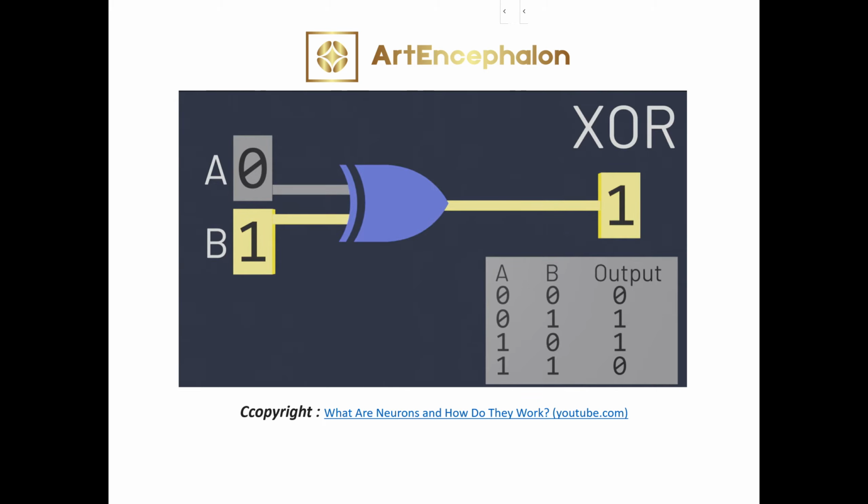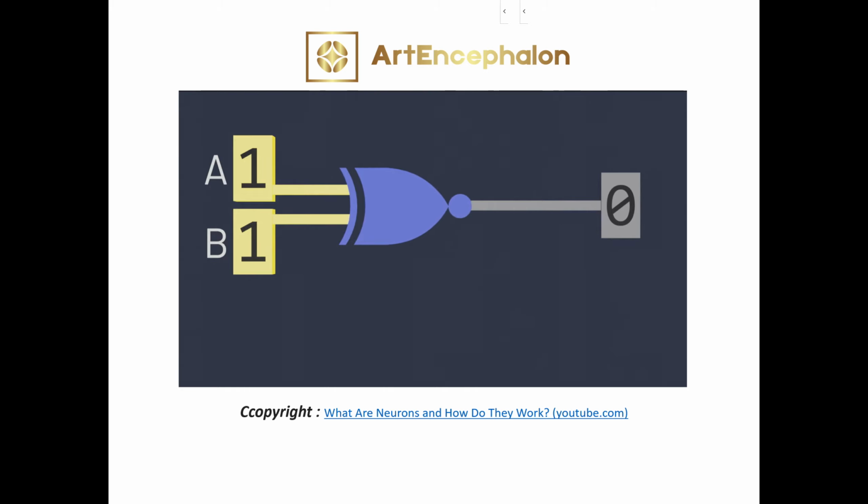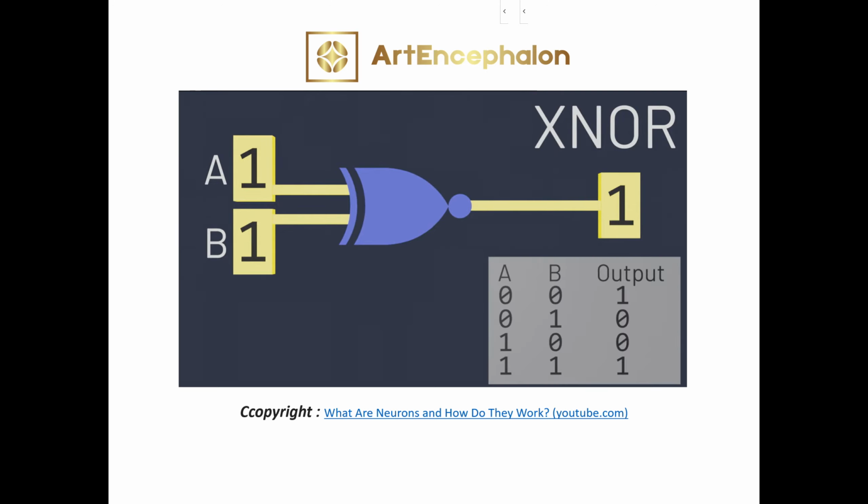The exclusive OR gate outputs a 1 when exactly one of its inputs is a 1. So if only A is 1, or only B is 1, then the output of exclusive OR is 1. But otherwise, if both inputs have the same value, both zeros or both 1s, then the output is 0.